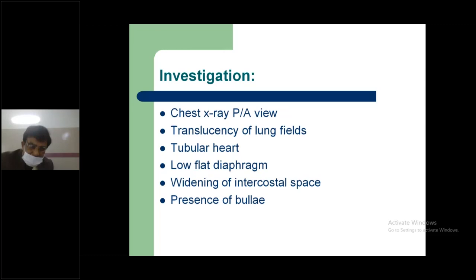Low flat diaphragm. Normally diaphragm is in the sixth space, but if it is lowered down to the seventh and eighth space, then it is called low flat diaphragm. Widening of the intercostal space will be seen, and occasionally you will get presence of bulla. Bulla means air sac. In bulla there will be hypertranslucent lung field with very thin wall, but no lung tissue in the bulla.